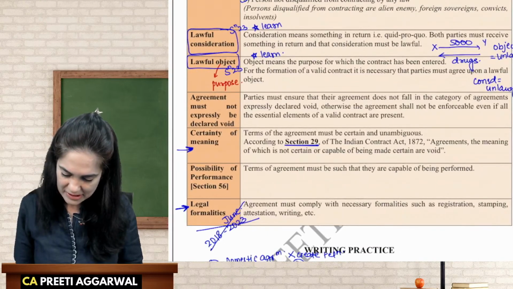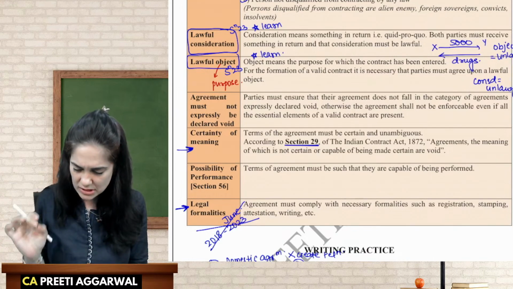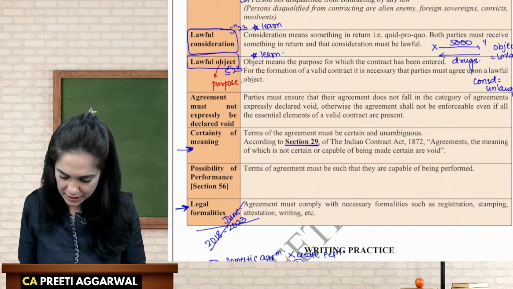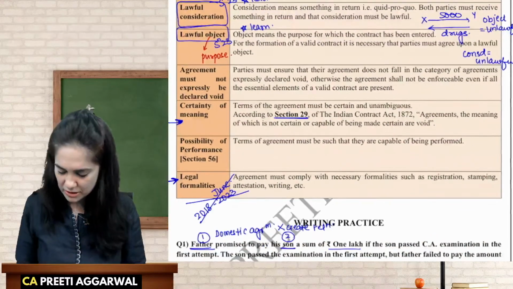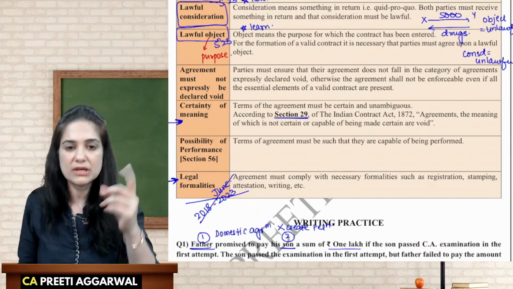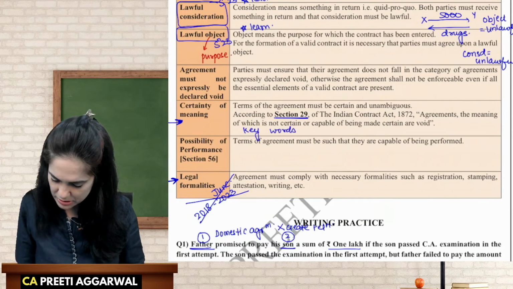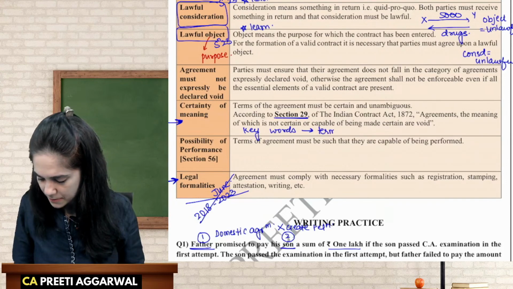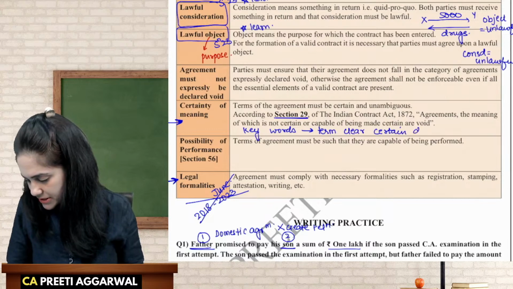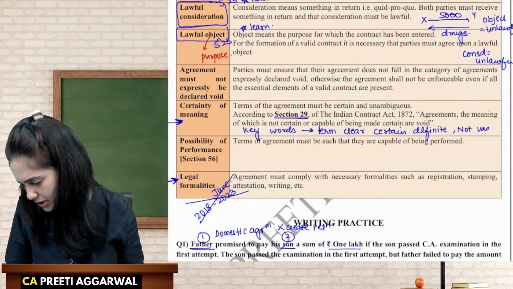Agreement must not be expressly void. This we will discuss again in unit 3. मैंने बताया ना आपको, from these essential elements, only the ones which I have highlighted are more important for exam. Certainty of meaning, section 29. The terms, the words must be clear, definite, and not vague. What are the keywords? The terms must be clear, certain, definite, not vague. These are my keywords.